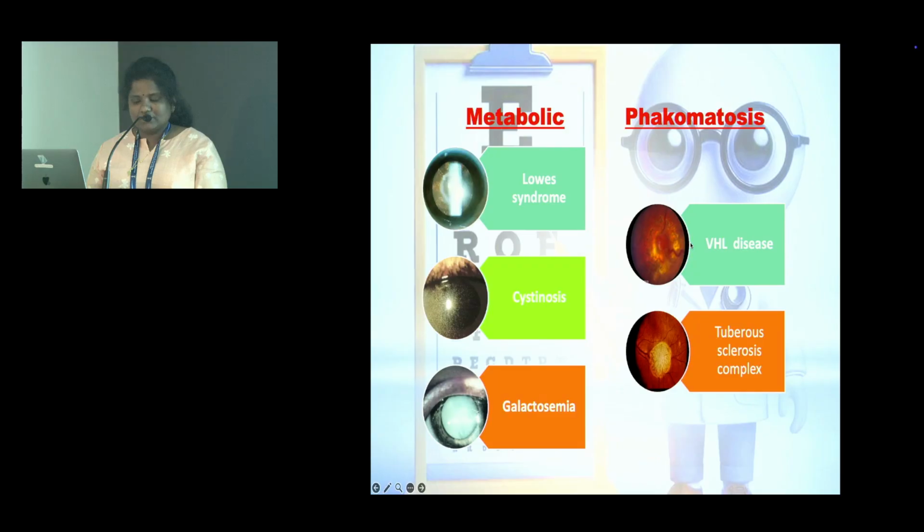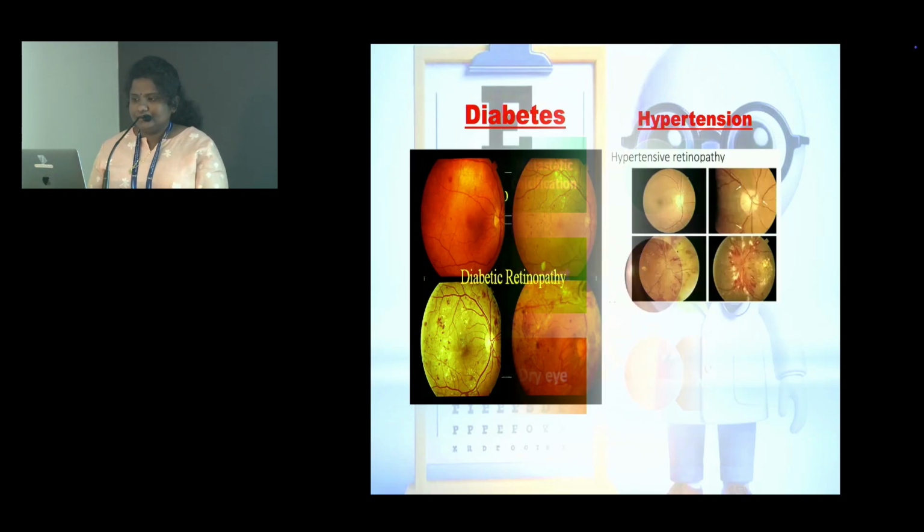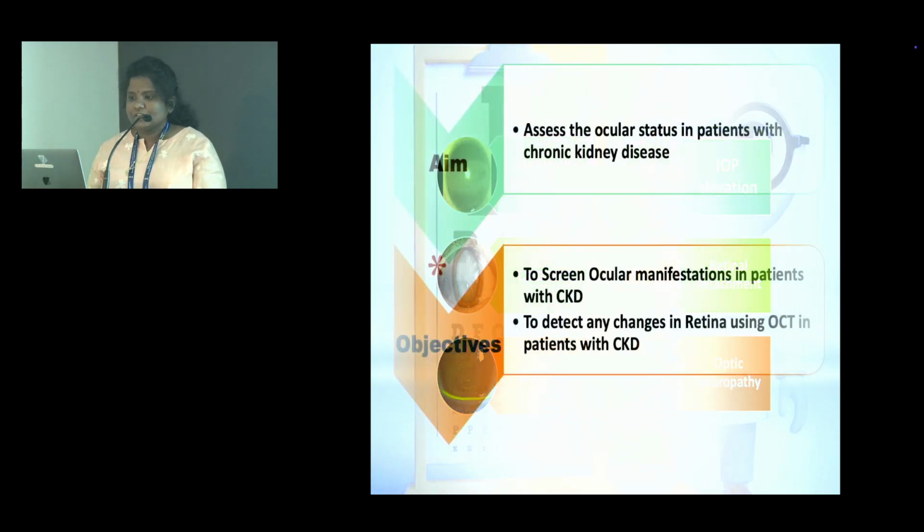Hemangioblastomas in von Hippel-Lindau disease. In tuberous sclerosis, astrocytomas. There can be either diabetic or hypertensive retinopathy changes. Also, there can be metastatic calcifications, cataract, dry eye, IOP elevation, retinal detachment, or optic neuropathy changes.